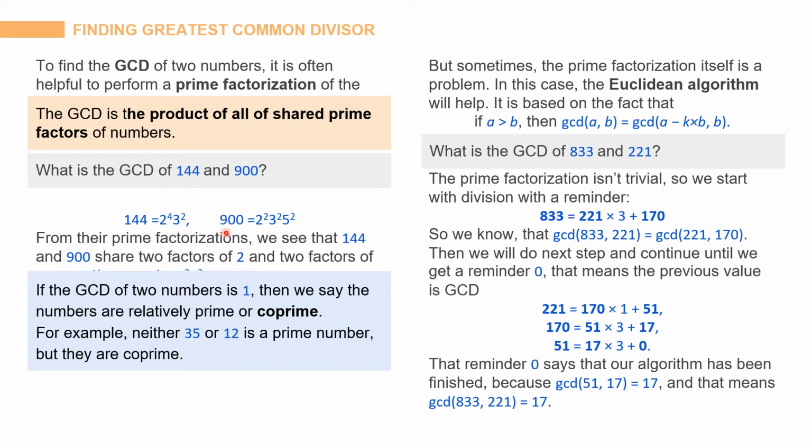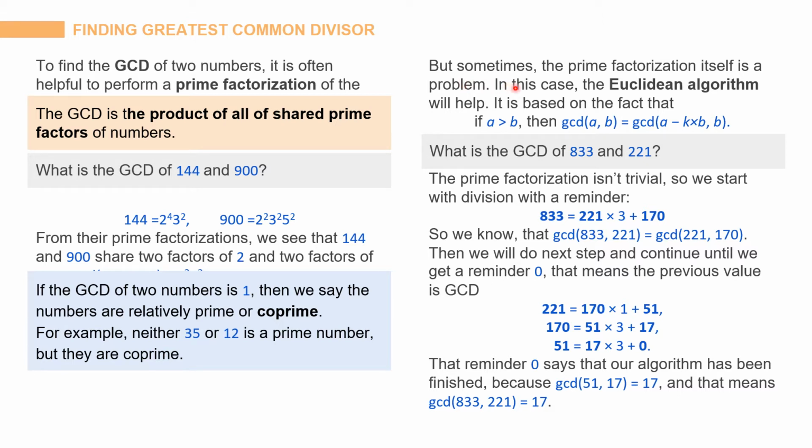From their prime factorizations, we see that the 2 numbers share 2 factors of 2 and 2 factors of 3. We omitted the 3 there; look up here, we see both of them had 3 squared. If the GCD of 2 numbers is 1, we say the numbers are relatively prime or coprime. For example, neither 35 nor 12 is a prime number, but they are coprime.